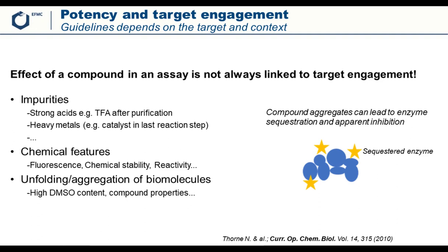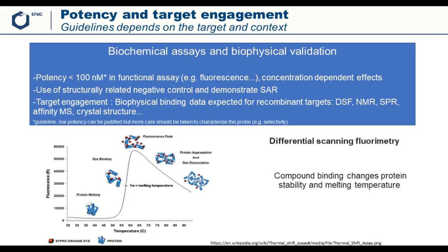Here you have a compound that formed these blue macromolecular aggregates. These aggregates can actually sequester proteins such as enzymes. If that happens, in your assay you will see an apparent inhibition of this enzyme. But it's not because your compound has actually specifically inhibited this enzyme, but just because it forms aggregates that sequester it. So you need to make sure you have actually target engagement and specific binding in order to be able to trust the functional effects of a compound. So let's go into how you can do that.